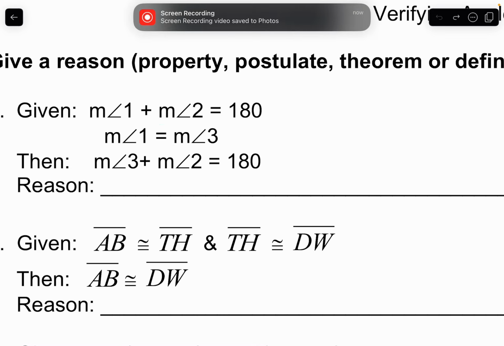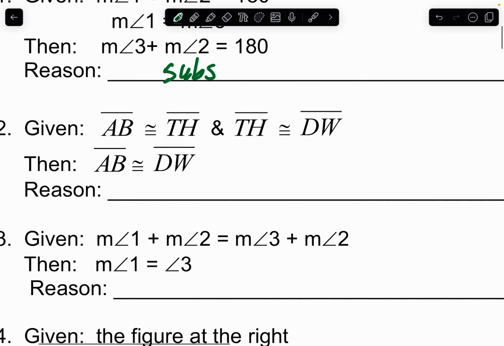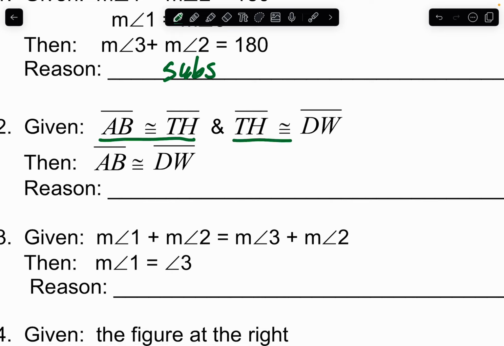Angle 1 went away, and it became angle 3. So how does 1 become 3? That is a substitution. It was removed and replaced. AB goes to TH, TH goes to D dub, therefore AB goes to D dub.